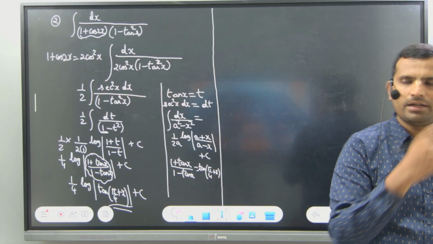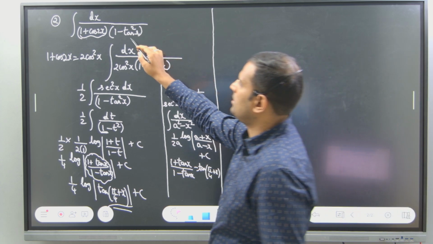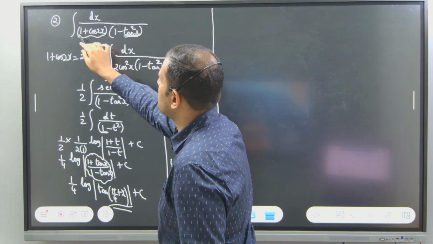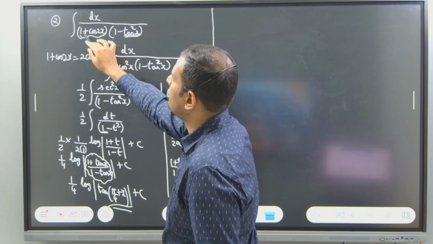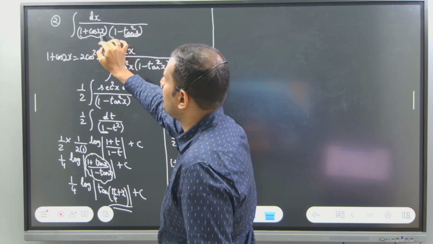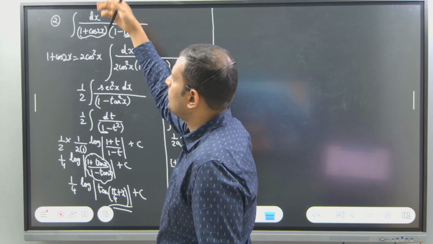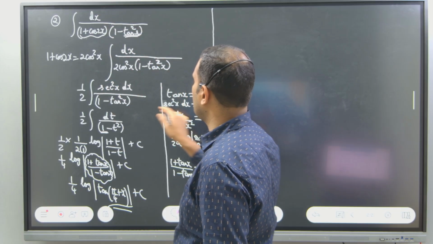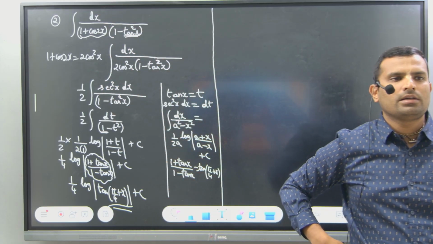So what is the learning? Whenever there is tan in the denominator and you have 1 plus cos theta, 1 plus cos theta will become 2 cos square theta, and that when it goes to the numerator it will become secant square. So then putting tan x as t is the best method.